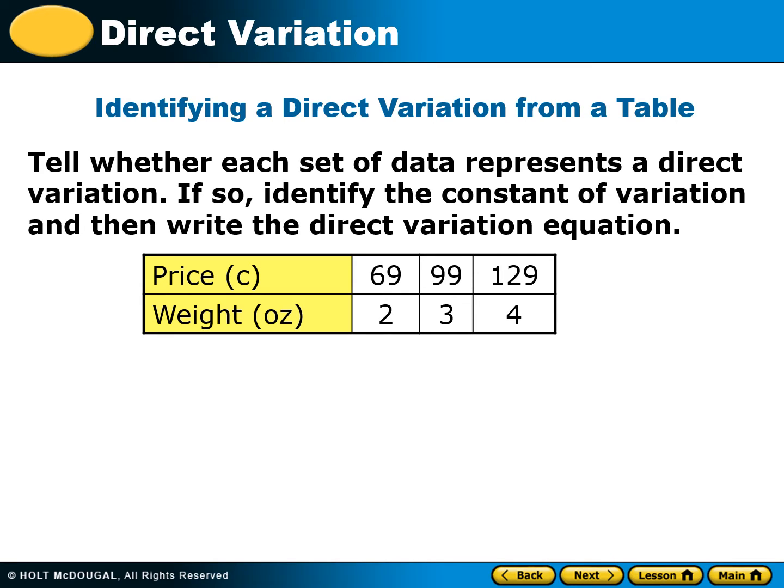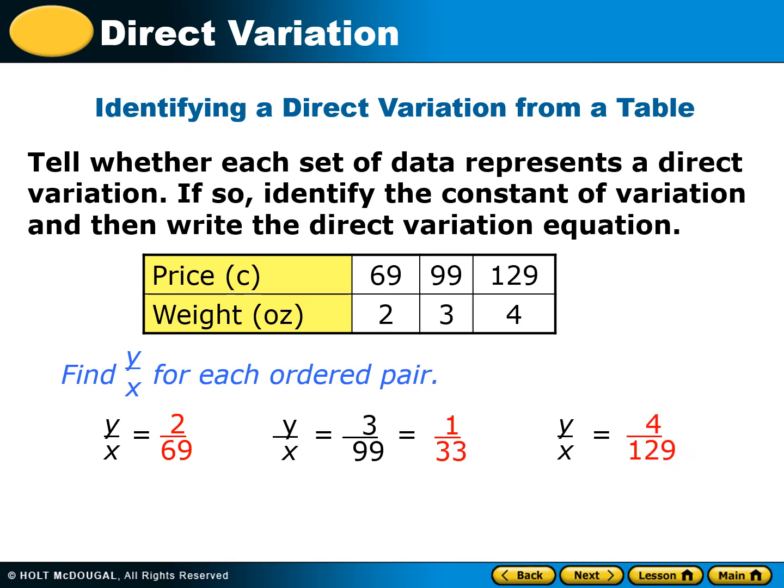Now let us identify a direct variation from a table. We are going to tell whether each set of data represents a direct variation. If so, identify the constant of variation, the k, and then write the direct variation equation. So suppose we have this example. We are going to find y over x for each ordered pair. Why? Because we need to find k.